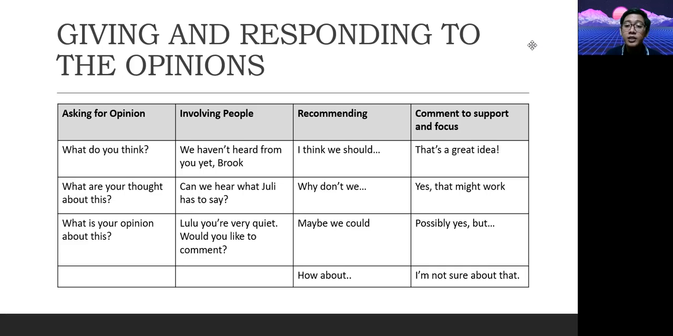And now the expressions for comments to support focus. The first one is: that's a great idea. And then: yes, it might work. And then: possibly yes, but I don't agree with that, for example. And the last one is: I'm not sure about that.